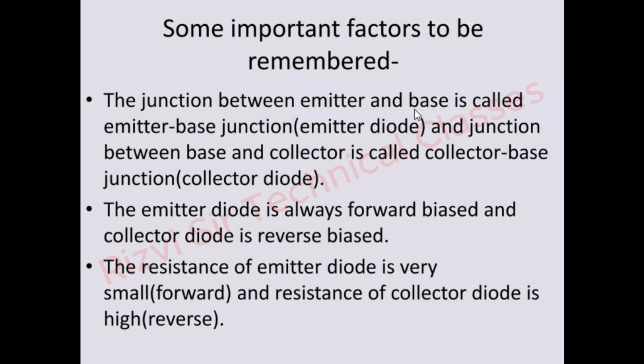Here, the junction between emitter and base is called emitter-base junction, or emitter diode, and the junction between base and collector is called collector-base junction, or collector diode. The emitter diode is always forward biased and collector diode is always reverse biased. The resistance of emitter diode is very small in forward bias and resistance of collector diode is high in reverse bias. Reverse bias and forward bias are two terminologies which you will get to know later in this lecture.